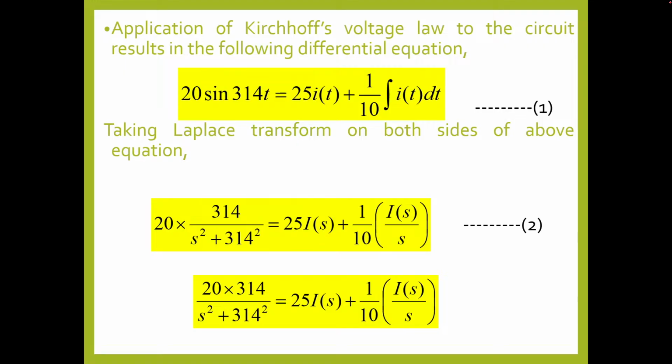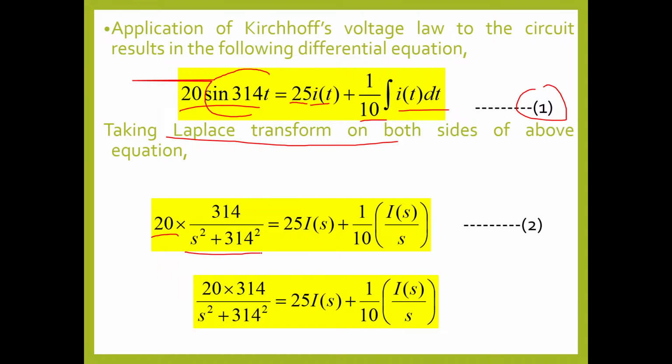So apply KVL. After applying KVL, the source voltage 20 sin 314t will be equal to R into i of t plus 1 by C integral of i of t dt. Consider it as equation 1. Now apply Laplace transformation to this equation. You will get 20 into Laplace of sin omega t, which is omega by s square plus omega square, equal to 25 into I of s plus 1 by C, and the Laplace of the integral term is I of s by s. Consider it as equation number 2.